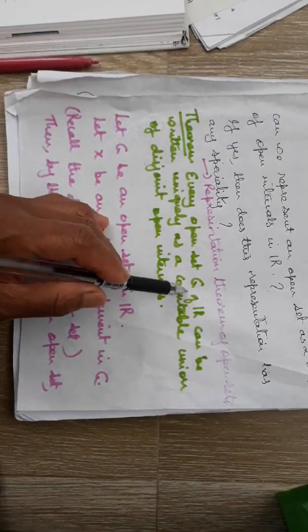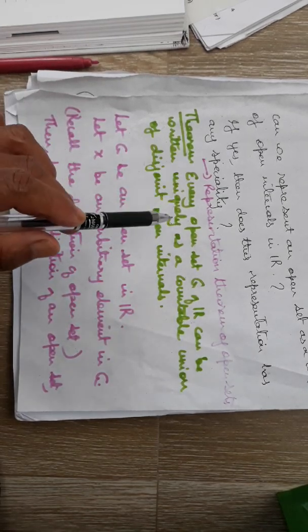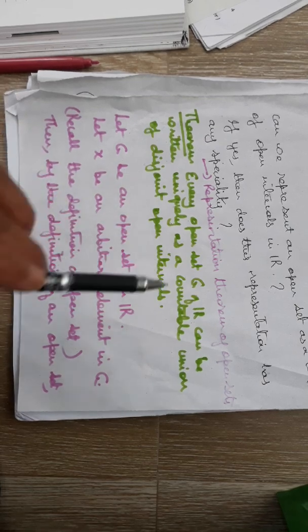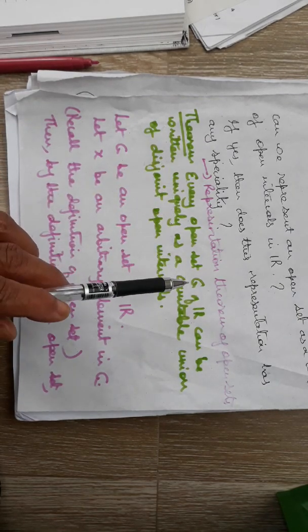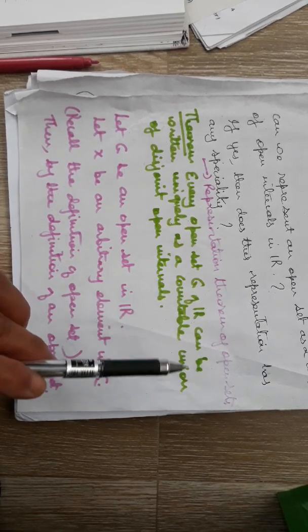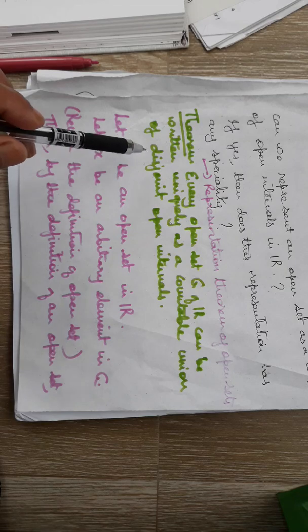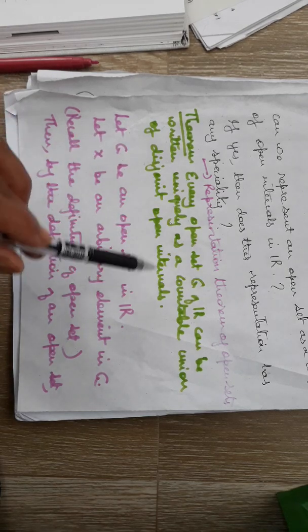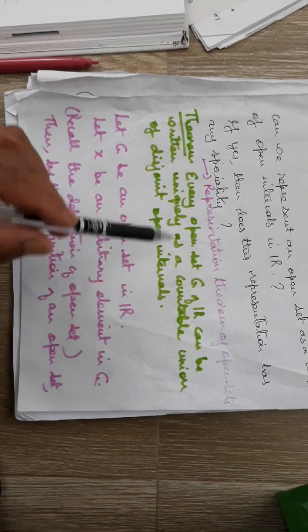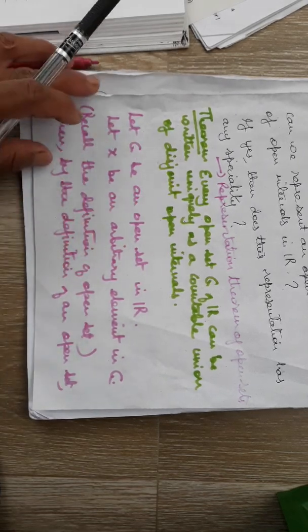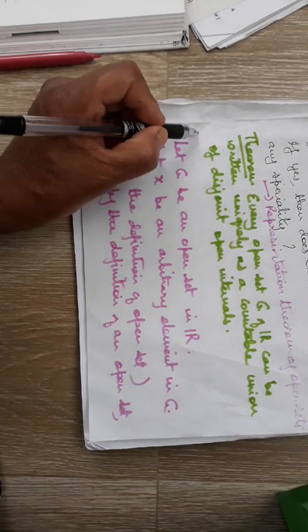Every open set G of R can be written uniquely, meaning in only one way, as a countable union of disjoint open intervals. What does it mean? It means that every open subset of R can be expressed uniquely as a countable union of disjoint open intervals, that is, a union of open intervals which are countable and pairwise disjoint.